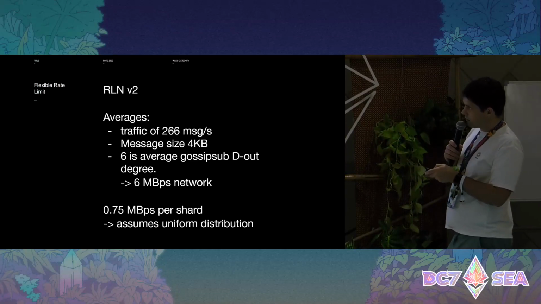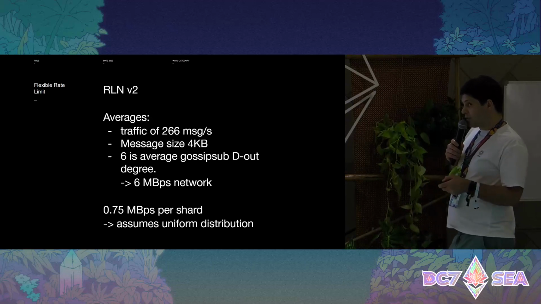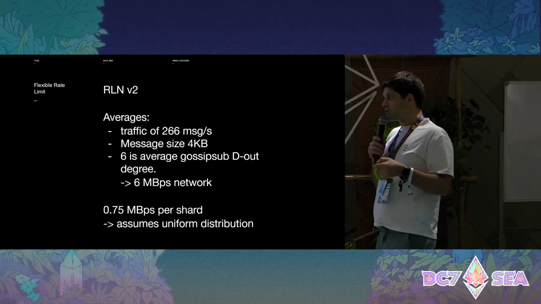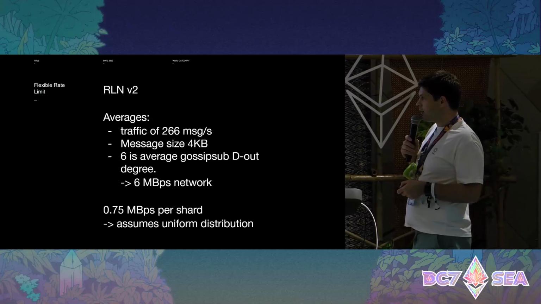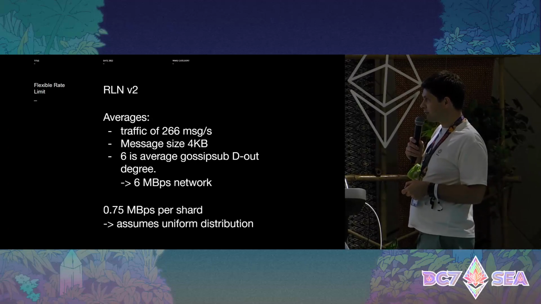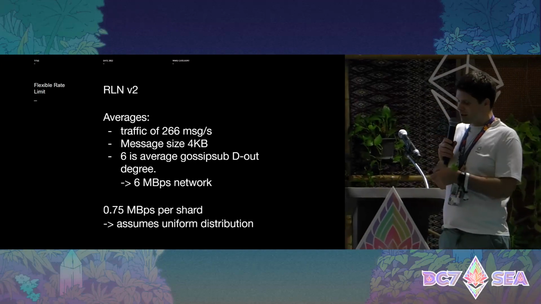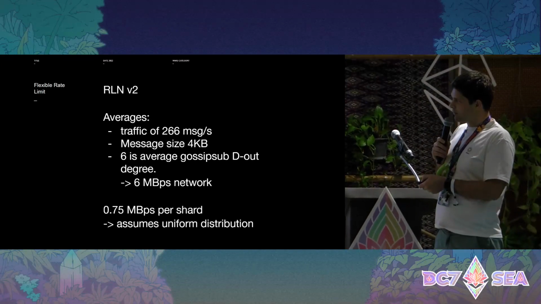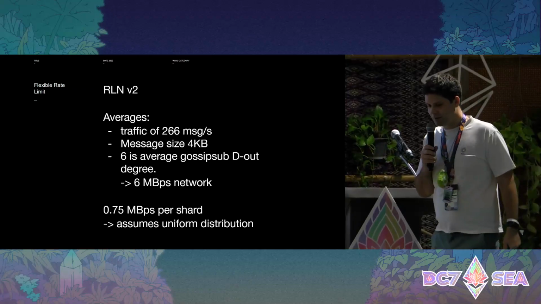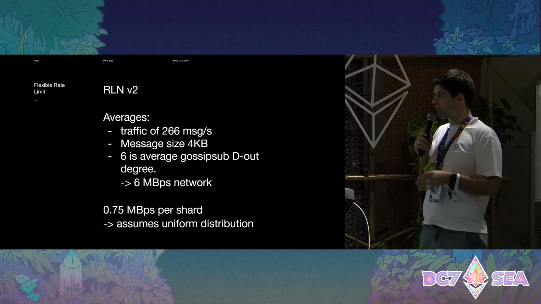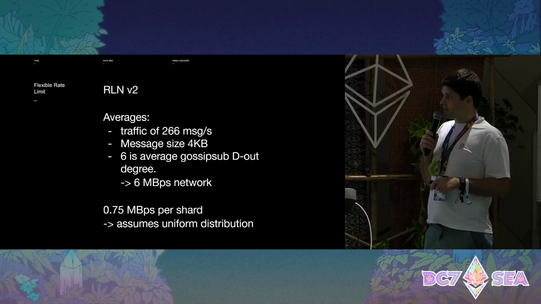So which means that with these numbers, we'll get around a 6 megabit per second network, right? And we split our network, as Alvaro mentioned, per shard in 8 shards. Assuming the network is uniformly distributed between the shards, we end up with a traffic of 0.75 megabit per second per shard. So much lower. That's what we discussed before with the one message per second.